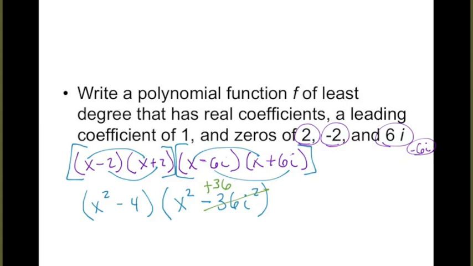So now we're going to distribute here. I have to do the full foiling here because they're not opposites anymore. So I get x to the 4th plus 36x squared minus 4x squared minus whatever 36 times 4 is. It's 144.